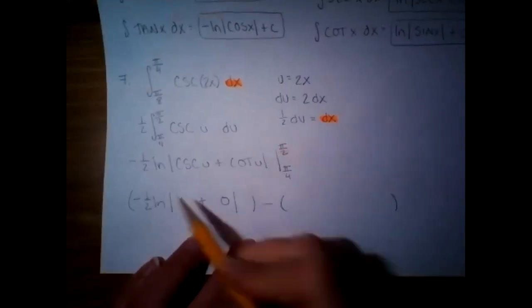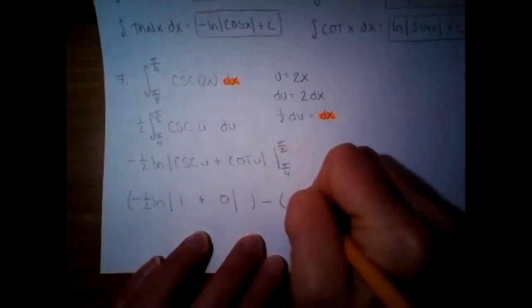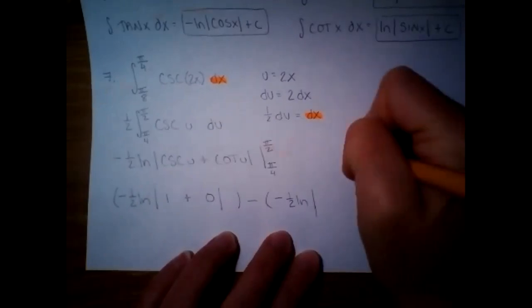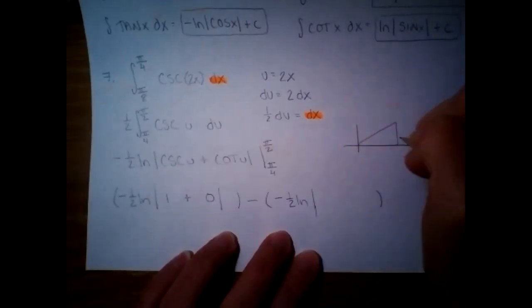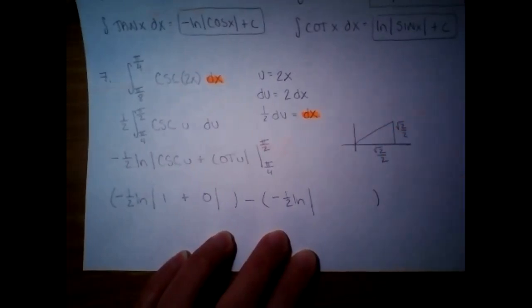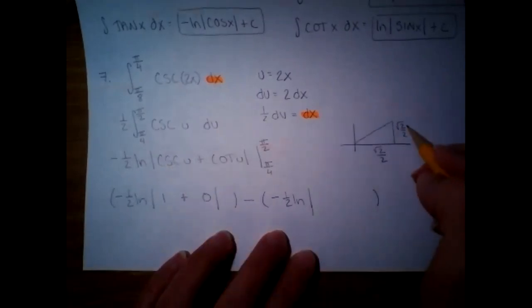All right, minus, and then we're going to do the exact same thing with pi over 4. So that's negative 1/2 ln, and I will draw pi over 4 for us. The sides of the triangle are both square root of 2 over 2. So cosecant, that means you're going to flip the y value or reciprocating sine. If you flip this over, you're going to get square root of 2.